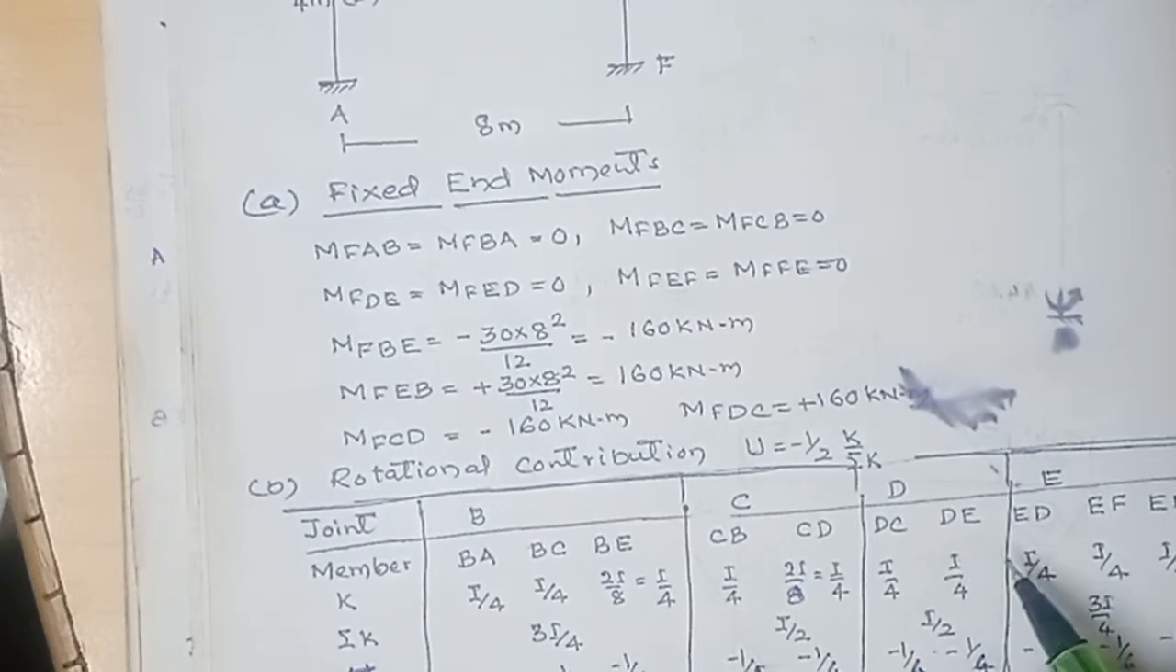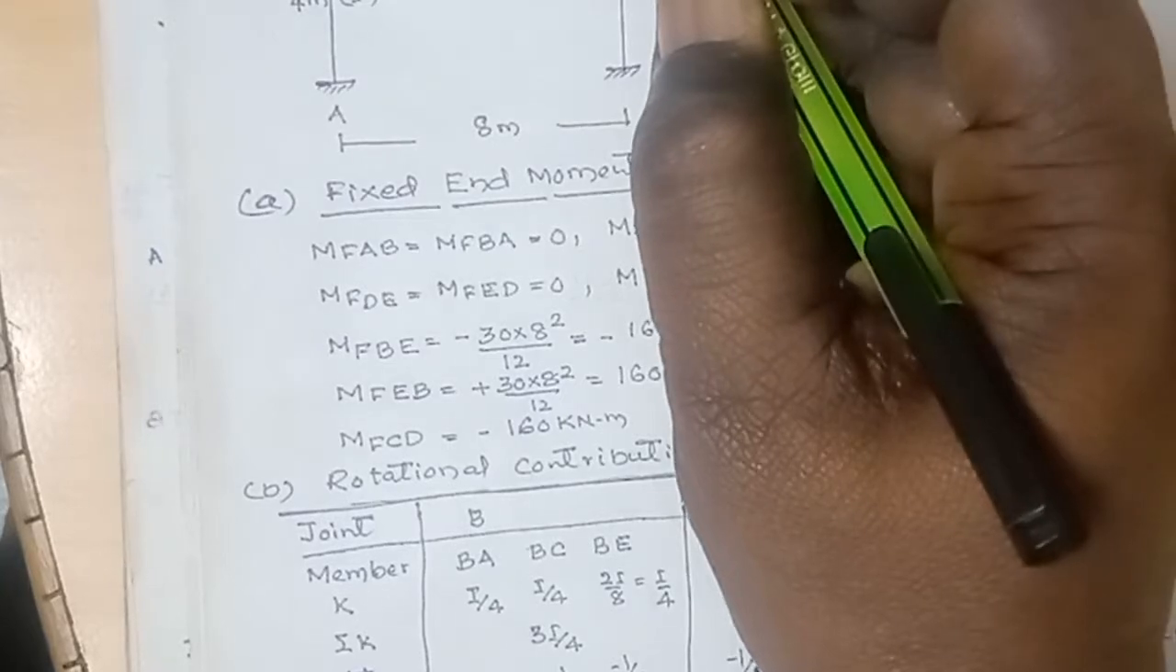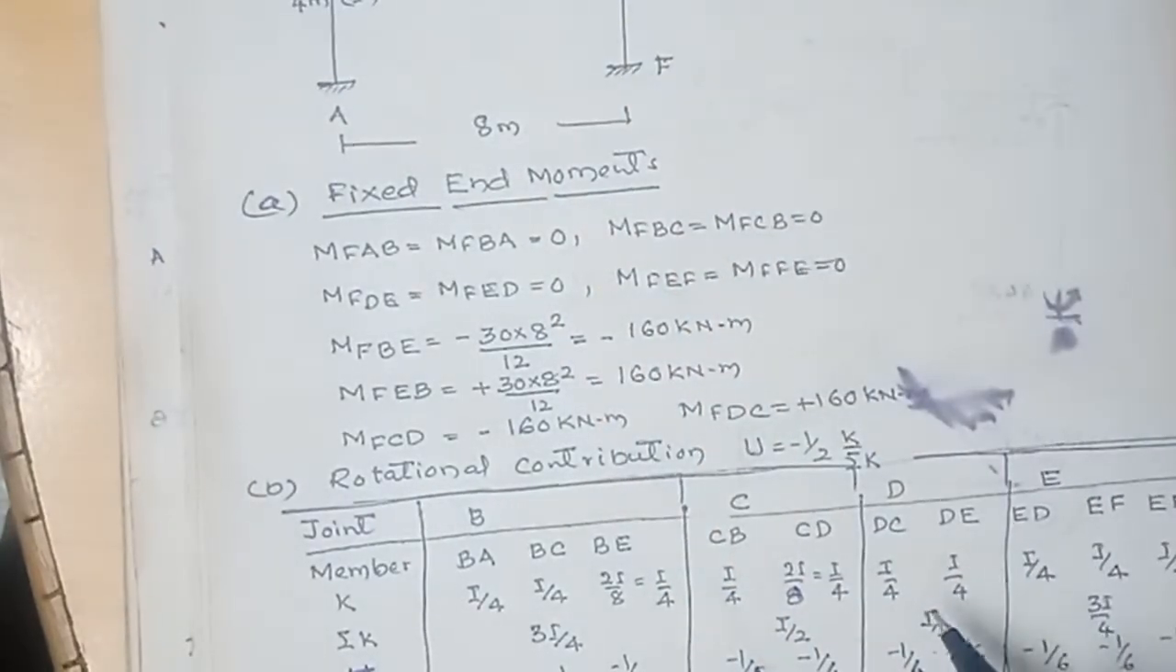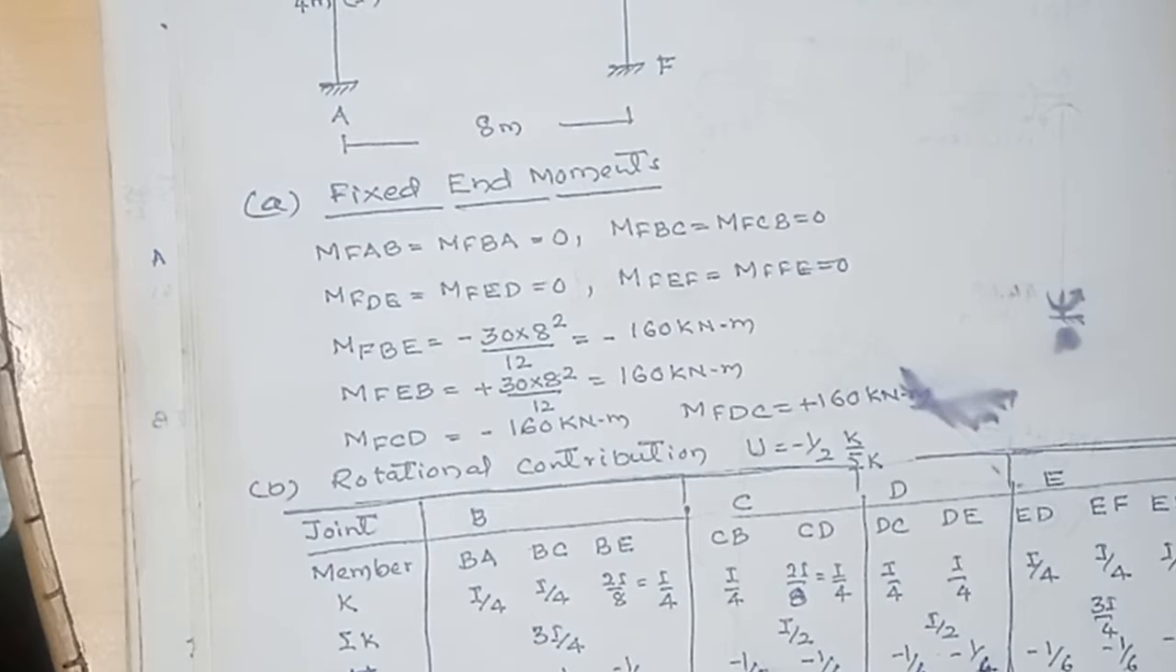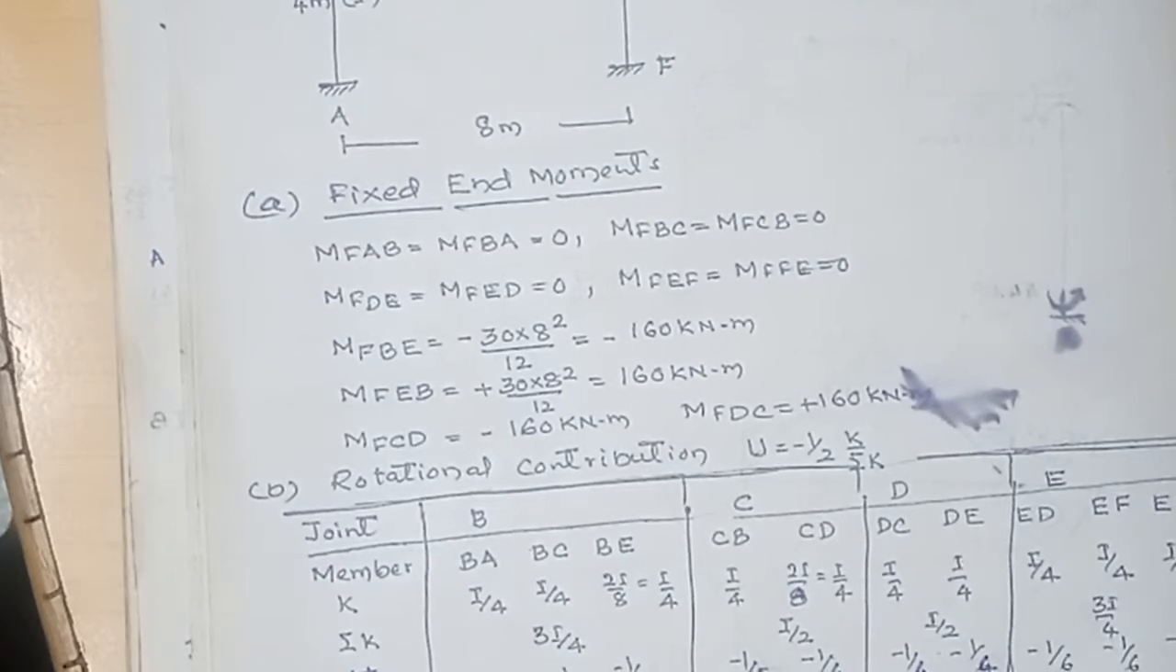Similarly at joint D, two members are connected: one is DC, one is DE. For DC, 2I by 8 that equals I by 4. For DE, I by 4. Then summation of those two, that is I by 2. Then the U values, that is rotational factor, that is minus half into I by 4 divided by I by 2. Here you will get minus 1 by 4 for both the members.